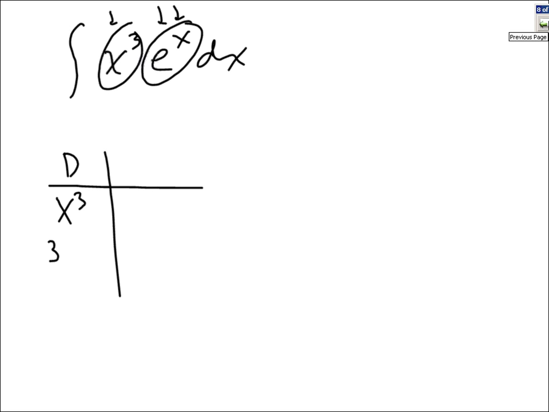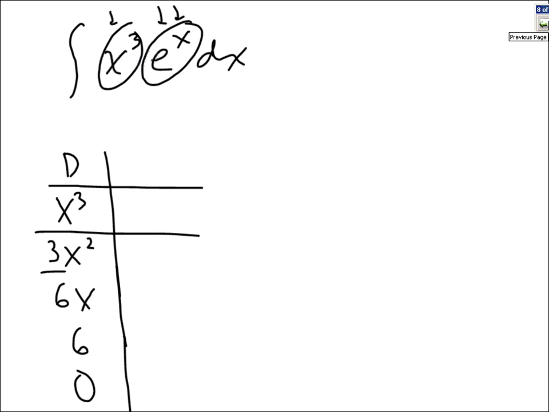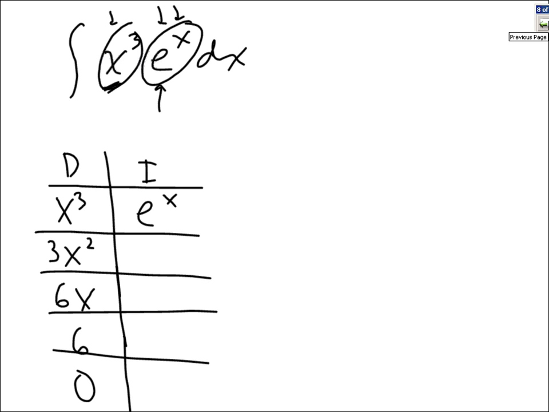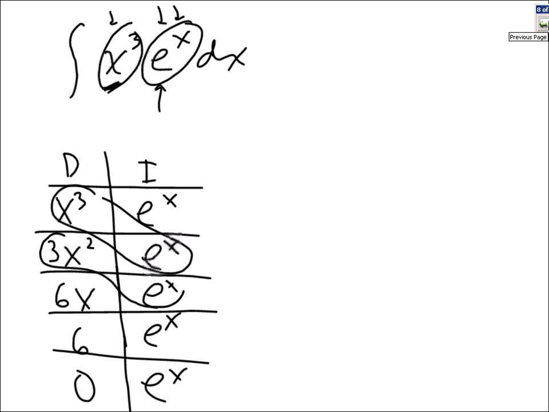x cubed, 3x squared, 6x, 6, 0. Eventually, I get to 0. The other side, I integrate e to the x. So that's an easy one. The integral of e to the x is always e to the x. In fact, every time you do the product, this product minus this product plus that product minus this product, plus, minus, plus, minus, you're always going to have e to the x as one of the factors.